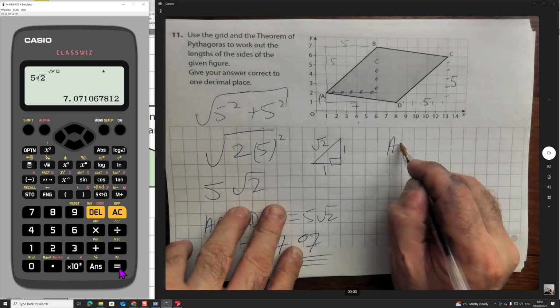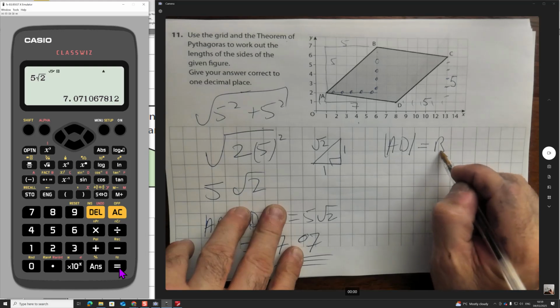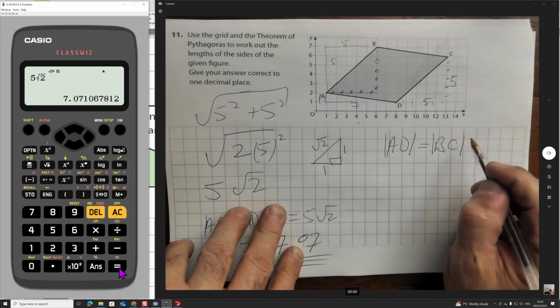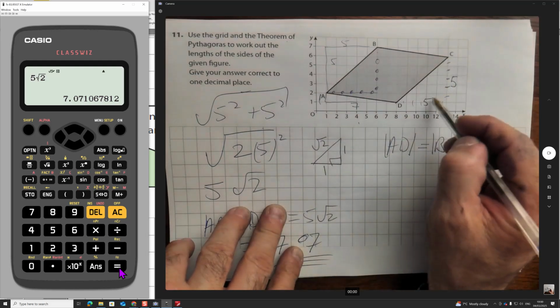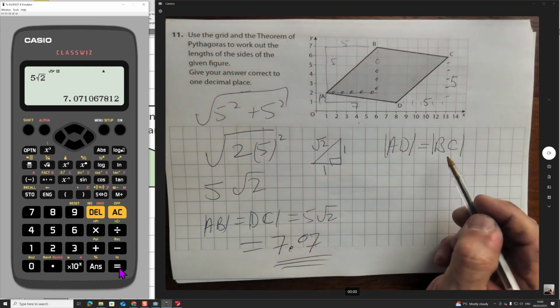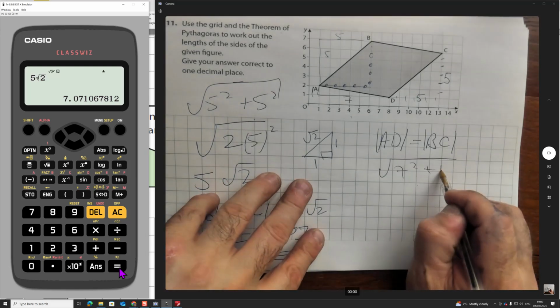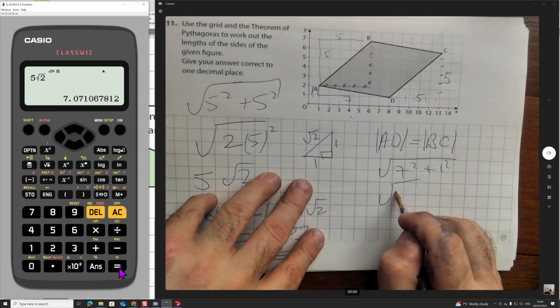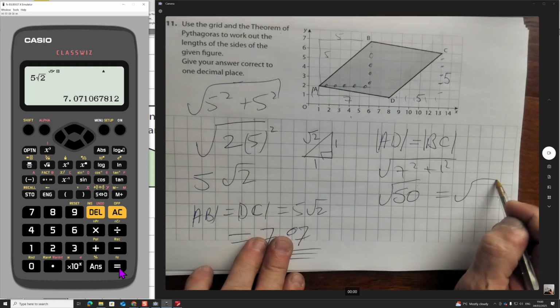The other one then will be distance AD equivalent to distance BC equals, by the way, if this is a 5, 5, this is 5, 5, this is 1, 7, it has to be 1, 7, 1 and so on with the helping triangle. Okay, so we're going square root of 7 squared plus 1 squared, square root of 50.